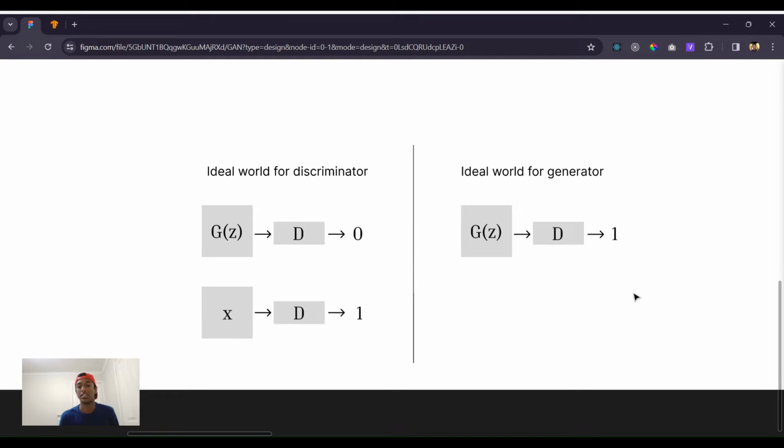So if the discriminator is able to tell that the generated image is fake, then that's feedback for the generator to improve. But if the discriminator isn't able to distinguish between real and generated images, then that's feedback to the generator that, okay, you've done a good job. So we need this discriminator to give feedback to the generator.